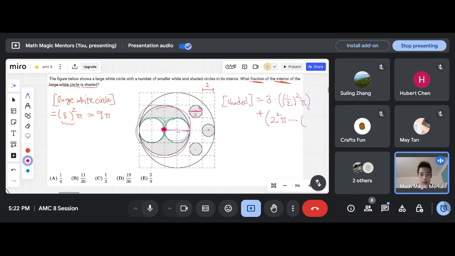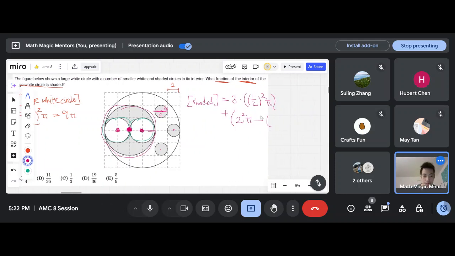And then we're going to subtract the area of the smaller circles. That's going to be 2, because we have 2 circles, times 1, because the radius of these green circles is 1, so that's 1 squared pi. Computing that, we have 3 times a quarter, since a half squared is a quarter. So that's going to be 3/4 pi.